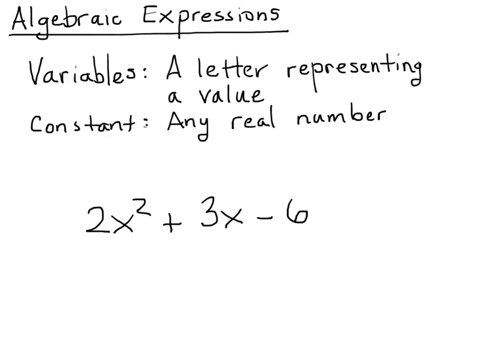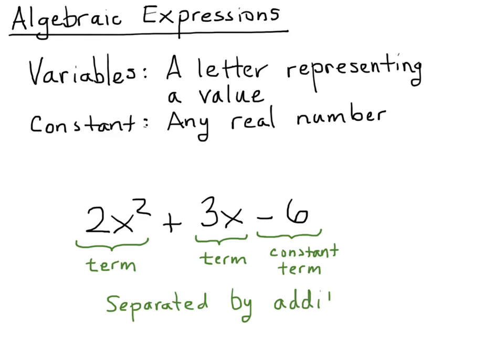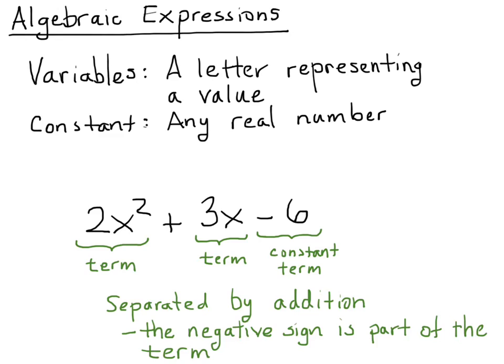So when we have a polynomial expression like this, we're going to refer to each of these things that are added together as a term. So this is a 3-term polynomial. And the last one, since it doesn't have a variable in it, we'll call that the constant term. Now notice the negative sign rides along with it. When we're talking about a polynomial with several terms, we're really talking about adding all these terms together, and the negative sign rides along with the term. It's part of the term. So think of it as separated by addition, negative sign part of the term.